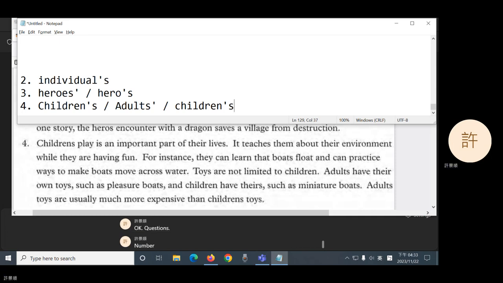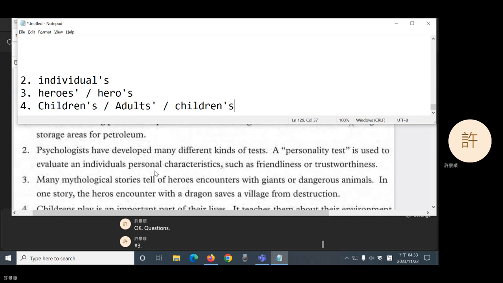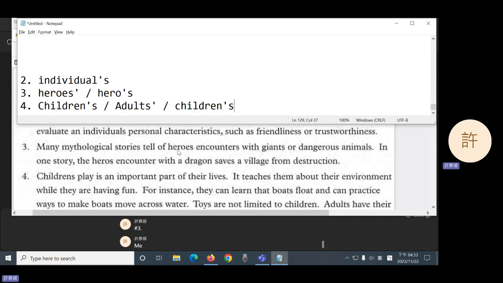Number three. Okay, so heroes with ES, this is plural. So encounters, plural. It's talking about more than one hero. So because the plural already has an S, we don't need to add another S after the apostrophe. This is just a simple plural noun possessive. But the second one, this is one hero, one encounter, one hero. Okay, good. Other questions?